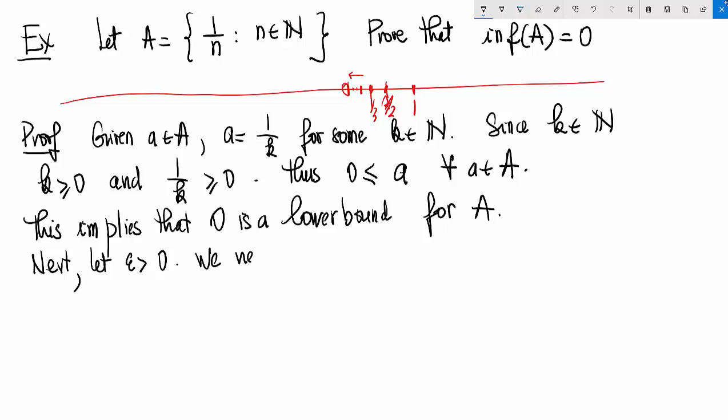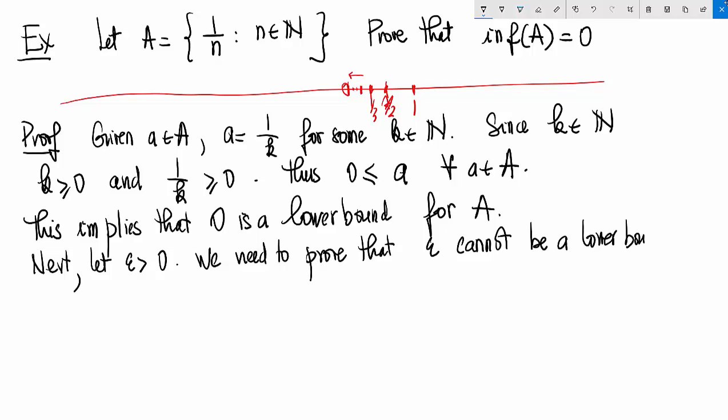We need to prove that epsilon, no matter how small epsilon is, cannot be a lower bound for A. We need to establish this as transparently as possible, and this is where the Archimedean property is very handy.